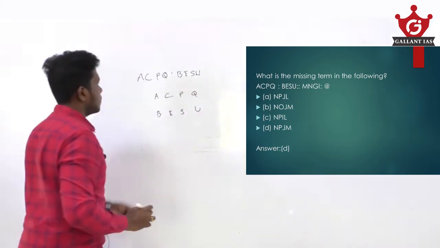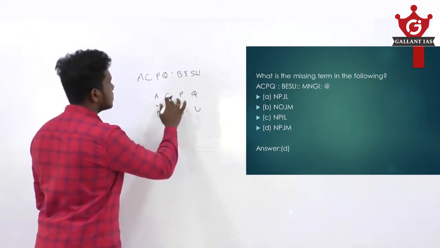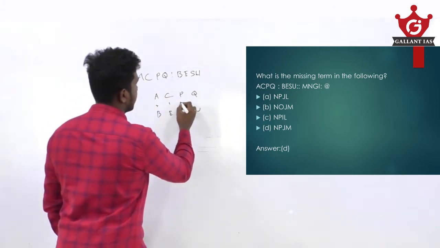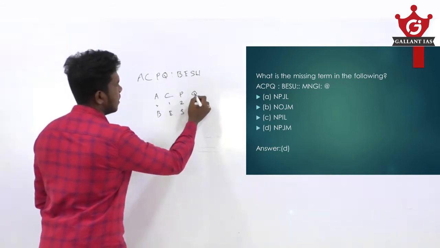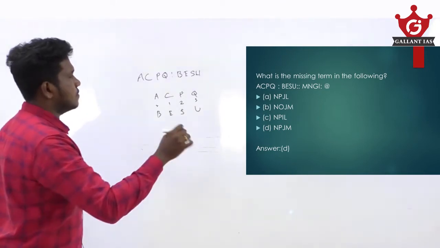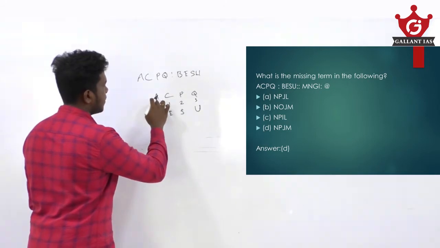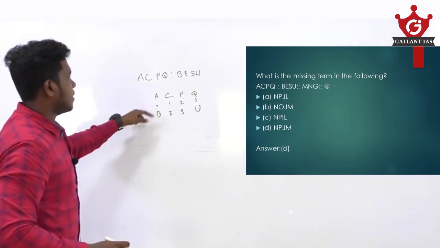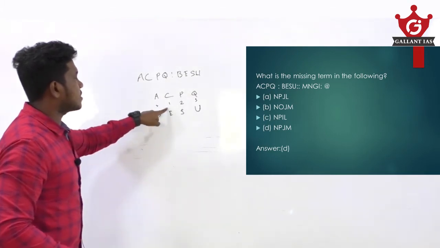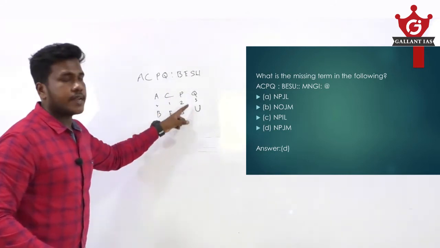ACPQ and BESU. So A will be followed by B. There is nothing specific in that. C after one letter, right? C, D, E. P after two letters, then comes S, and Q after how many letters? 3 letters. R, S, T, U. After 3 letters, it will be U. So after A follows B, then after C, after one letter it will be E. Then P after 2 letters it will be S. In Q after 3 letters it will be U.